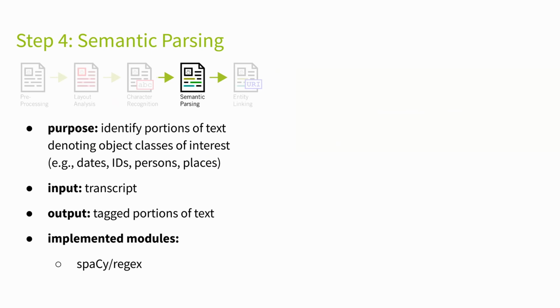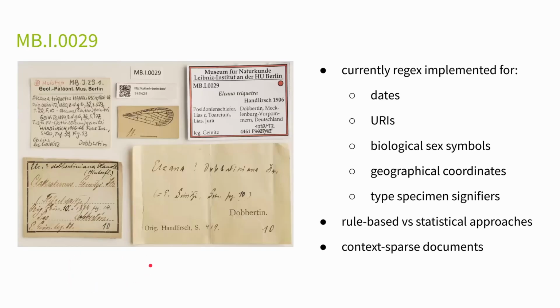Currently, we have implemented a module based on spaCy and regular expressions, and it is currently implemented for dates, URIs, biological sex symbols, geographical coordinates, and type specimen signifiers. It is perhaps interesting to point out at this point that we have chosen in the current release a rule-based approach over a statistical approach.